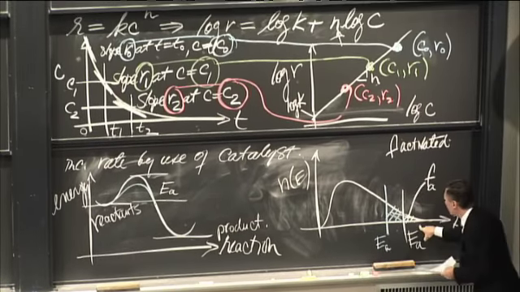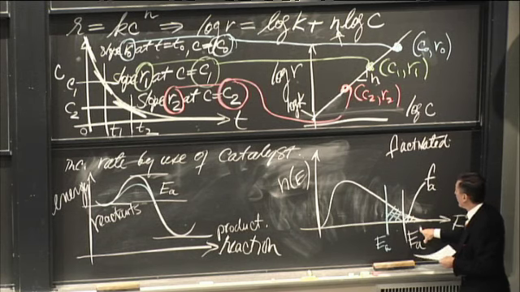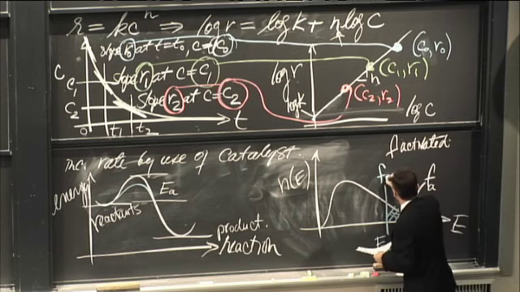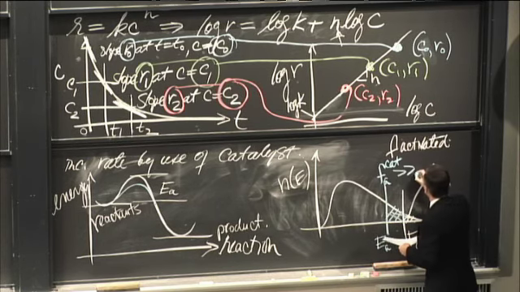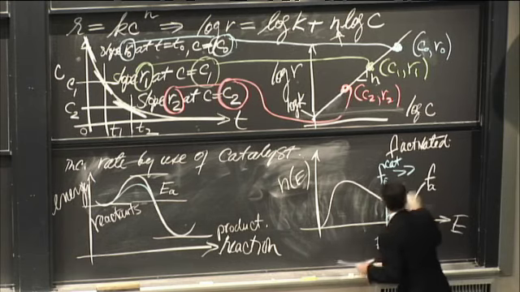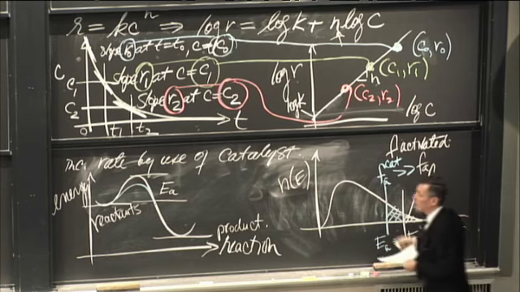Can you see the area? The blue area is much, much greater than the white area. So that means that this FA catalyzed, I'm just going to write cat here, FA catalyzed is much greater than FA in the absence of a catalyst. And that promotes. So what's an example of it?